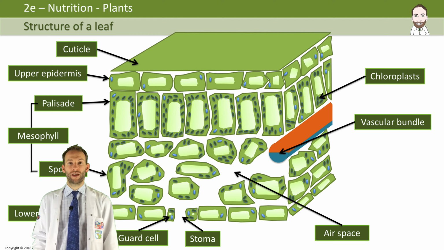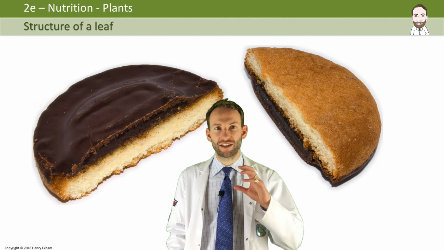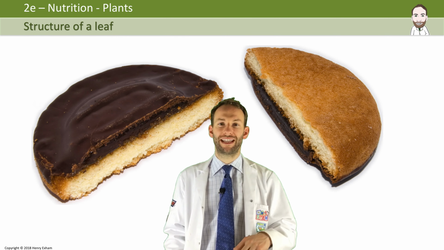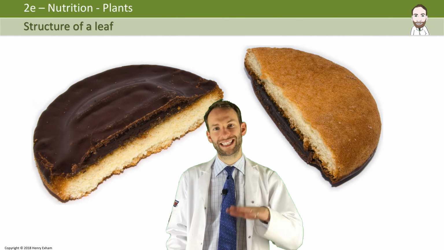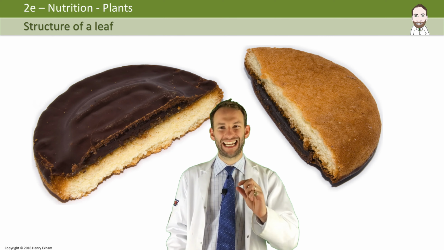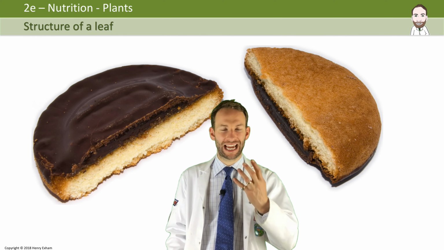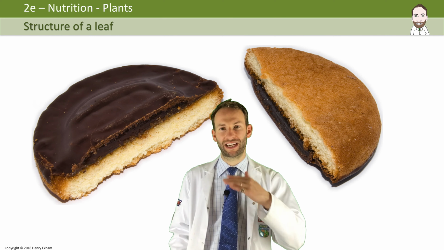Now, I always like to give my class at this point a Jaffa cake because I think it's a nice model to show the different layers of the leaf. You've got that nice shiny chocolate layer on the top, that's like the waxy cuticle. Underneath that though, you've got the big main layer, the orange layer, the layer that packs all the punch. That's the same as your palisade layer, that's where all the action happens.